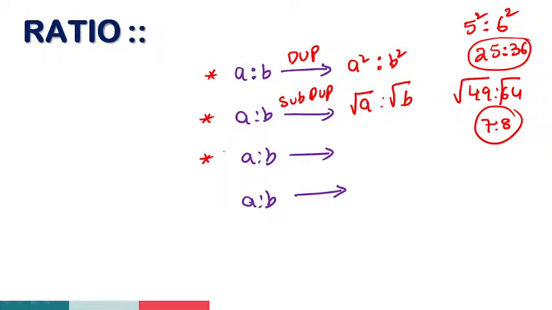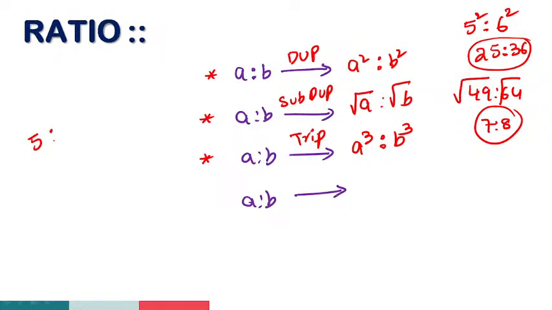If you are perfect in fundamentals, guys, the concept is very, very easy. Now let's move on to the next point. A is to B triplicate ratio is A cube is to B cube.